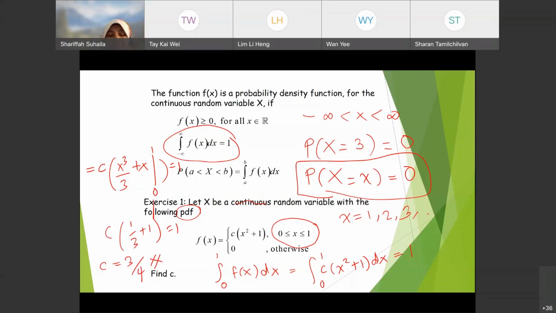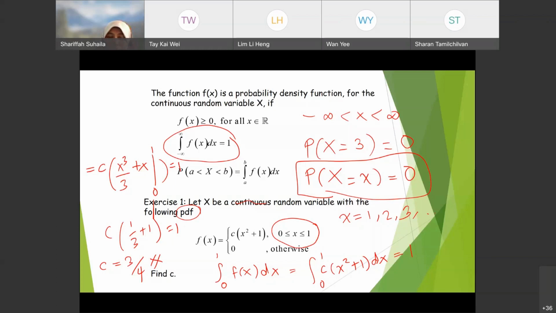Okay, you want to find c. So again, we use the concept that total probability is equal to 1. So that means the total integral of f(x) dx, over your range from 0 up to 1, is set equal to 1, and then you solve for the value of c. Okay, so that one is for a continuous random variable.